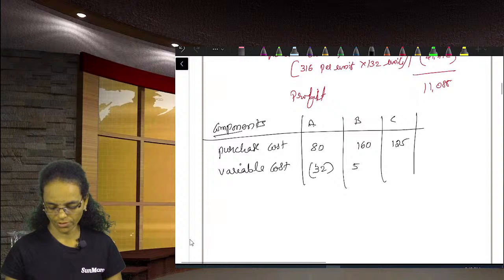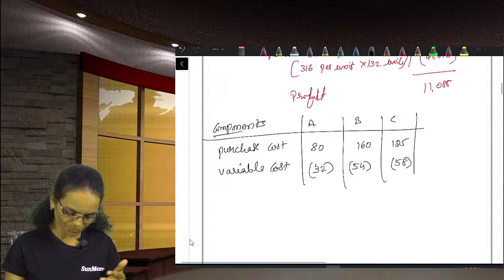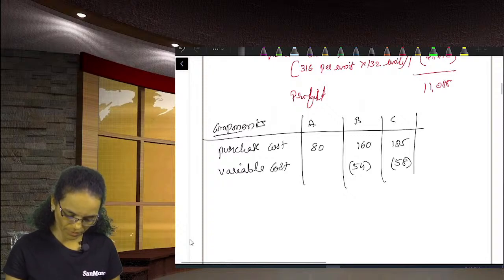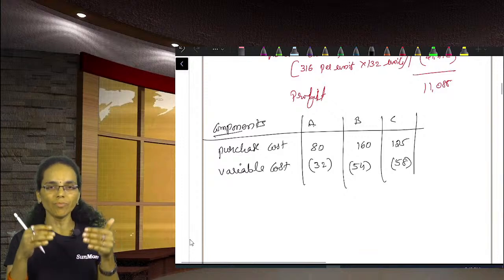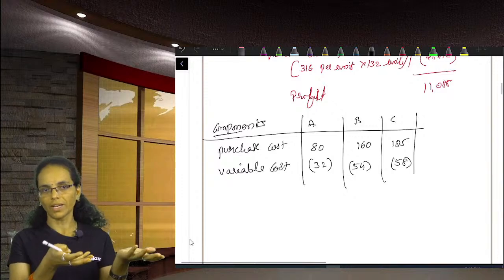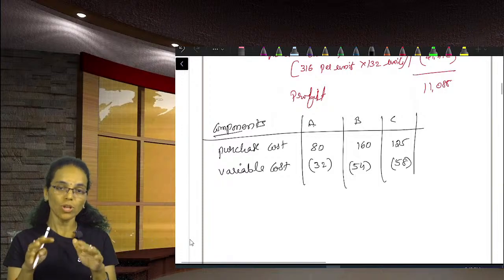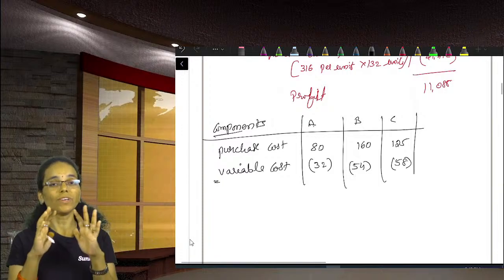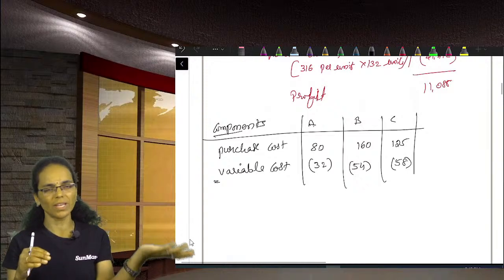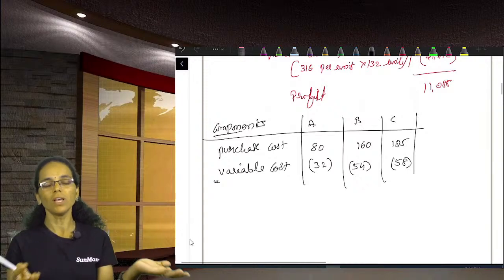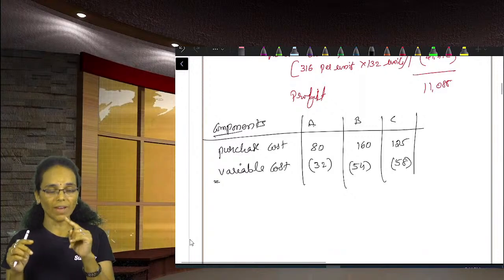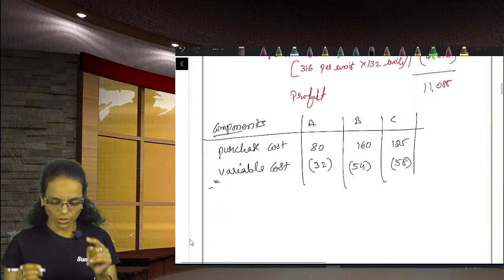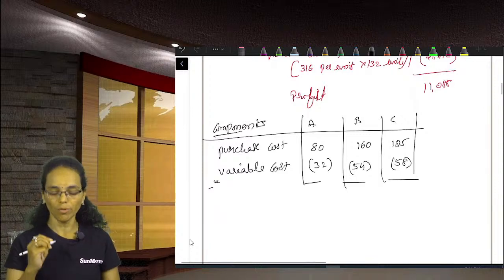32, 54, 58. So, you need to understand one thing here. If we purchase from the external market or manufacture in-house, the only difference is the variable cost. Fixed cost will remain the same. Only the variable part varies. So, we will see only the variable portion.